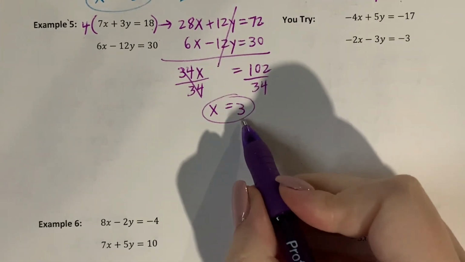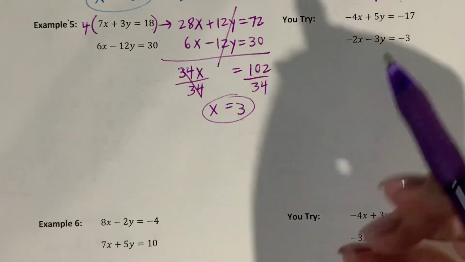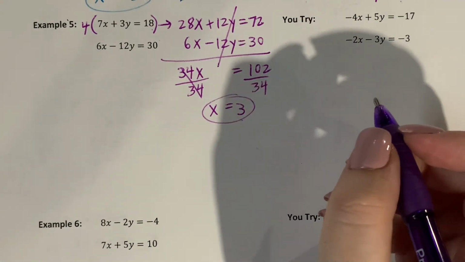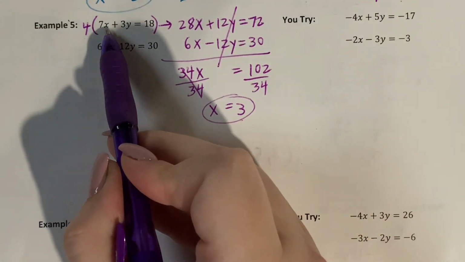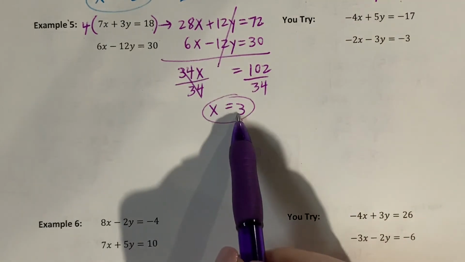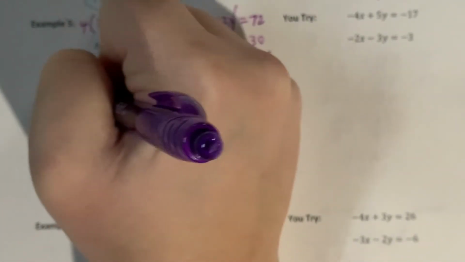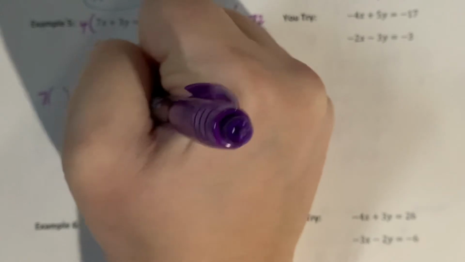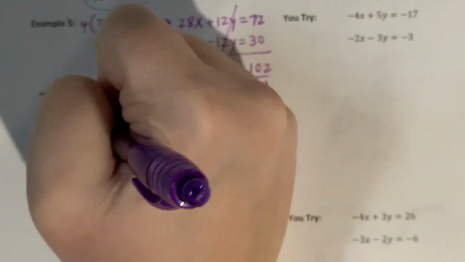So now that I know x equals 3, I need to plug this x in for x in one of my original equations. It doesn't matter which equation I choose, I'll just choose the first one. So I'll write 7 parentheses because I'm going to plug in 3 for x. So 7 parentheses plus 3y equals 18. And I'm plugging in 3 for x. So 7 times 3 is 21 plus 3y equals 18.